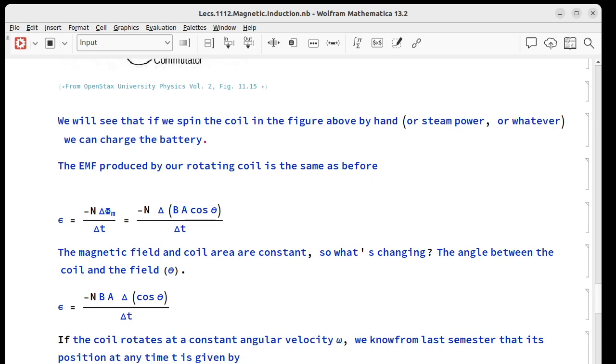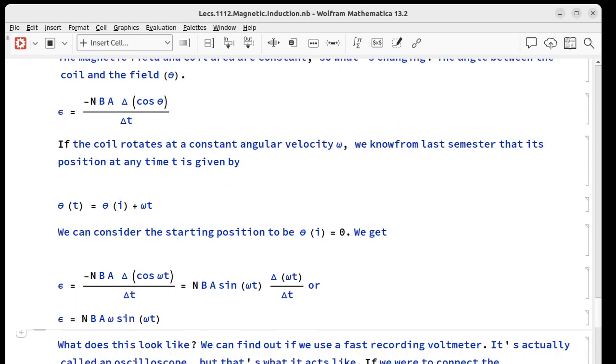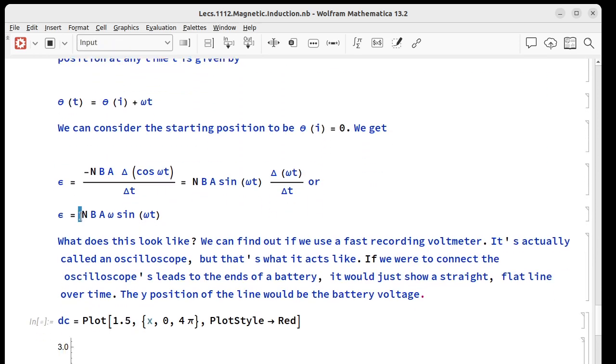Now, this is a result from calculus that you don't have to know, you're not supposed to know, but what you get out of that, if you do delta of cosine omega t over delta t, you'll pull out a factor of sine instead of cosine of omega t, and then one factor of omega. So this is our actual formula for the voltage coming out of this rotating backwards motor, this electric generator.